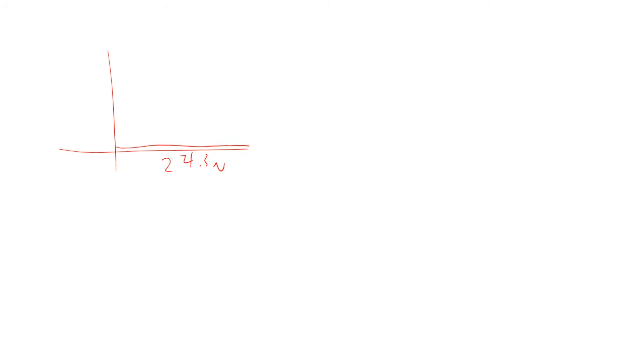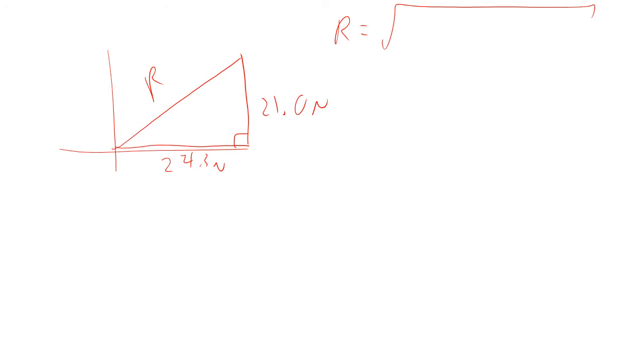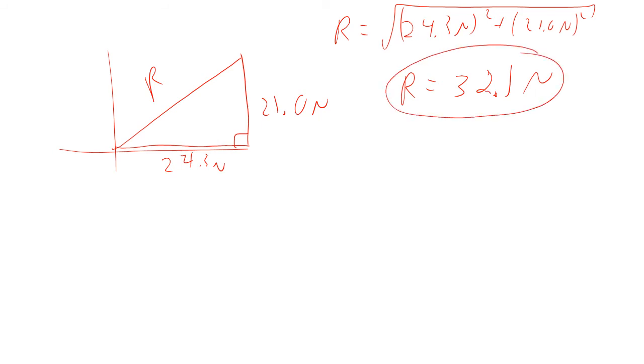That means 24.3 newtons in the x direction and 21.0 newtons in the y direction, and so x and y are perpendicular to each other. So to get R, you just use the Pythagorean theorem. 24.3 newtons squared plus 21 newtons squared. Take the square root of all that, and so R comes out to be 32.1 newtons. Same that we had before. Well, of course it's the same as before. It's the same problem. This is a different way of solving the same problem.